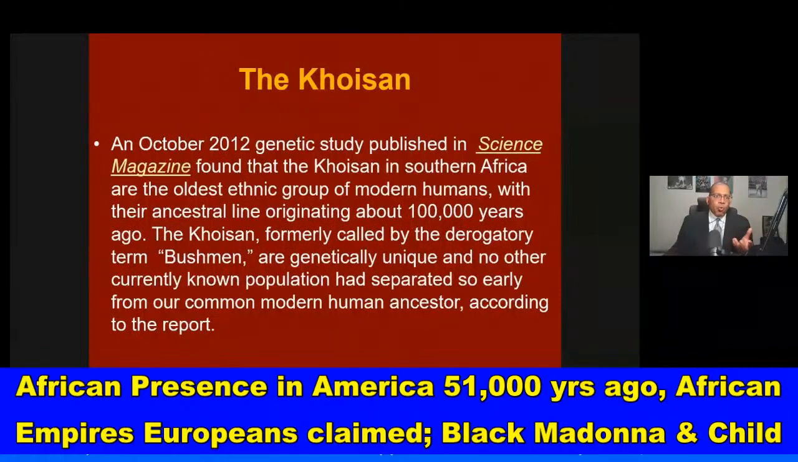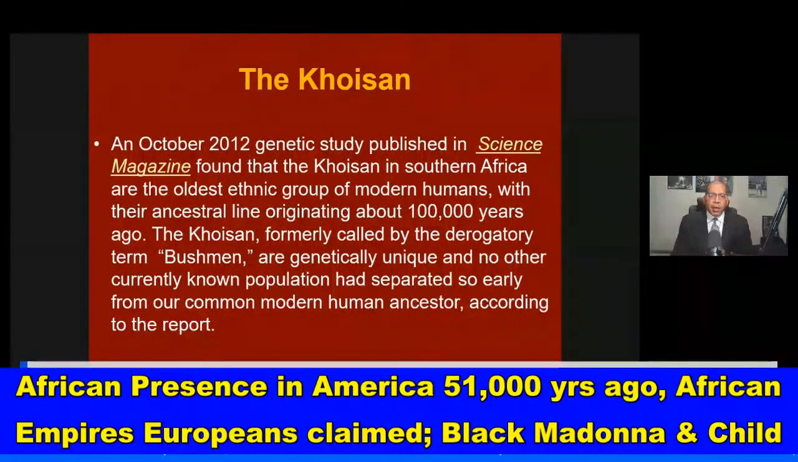So the Khoisan, in an October 2012 genetic study published in Science magazine, it found that the Khoisan in Southern Africa are the oldest ethnic group of modern humans, with their ancestral line originating about 100,000 years ago. The Khoisan, formerly called by the derogatory term Bushmen, are genetically unique, and no other currently known population has separated so early from our common modern human ancestor, according to the report.